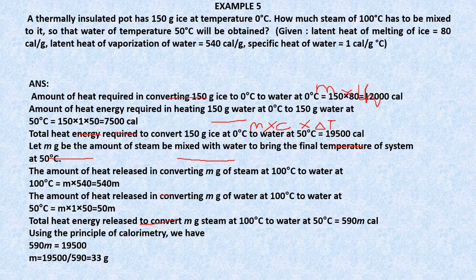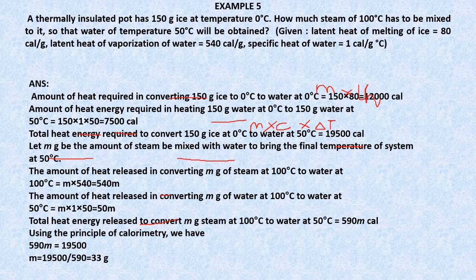So we will have to add both the heat released for converting this steam, which is at 100 degrees Celsius, to 50 degrees Celsius, right? So total heat energy released to convert m gram steam at 100 degrees Celsius to water at 50 degrees Celsius is 590 m. Why 590 m? It is because 540 m plus 50 m. So it will be 590 m calories.